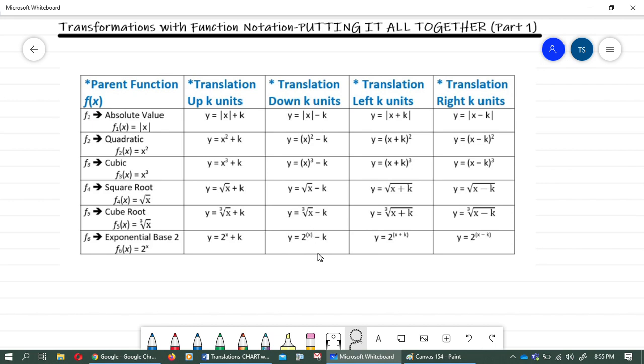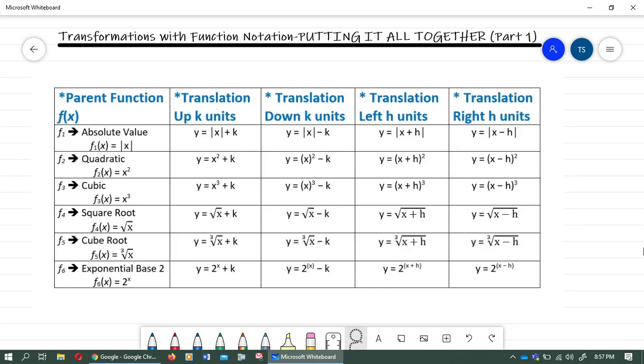Oh, why didn't y'all tell me that I put k for the translations for the left and the right? That's all right. That's okay. That looks better. Again, we've gone through this before. The chart might be new, but we've talked about these translations before.